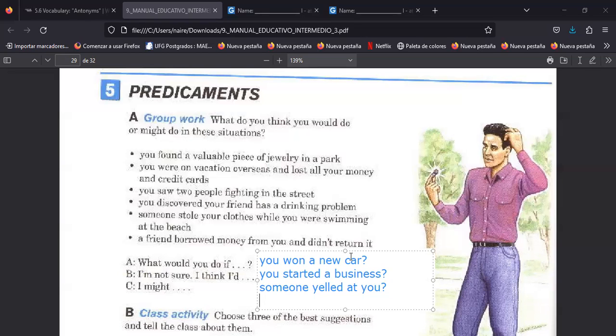So how are we going to answer? Using I'm not sure, I think I'd, or I might. That depends, right? So try to create at least some questions using this conditional. What will you do if you want a new car, if you started a business with a friend, if someone yells at you? What will you do if your boss asks you for something? So you can think about that.